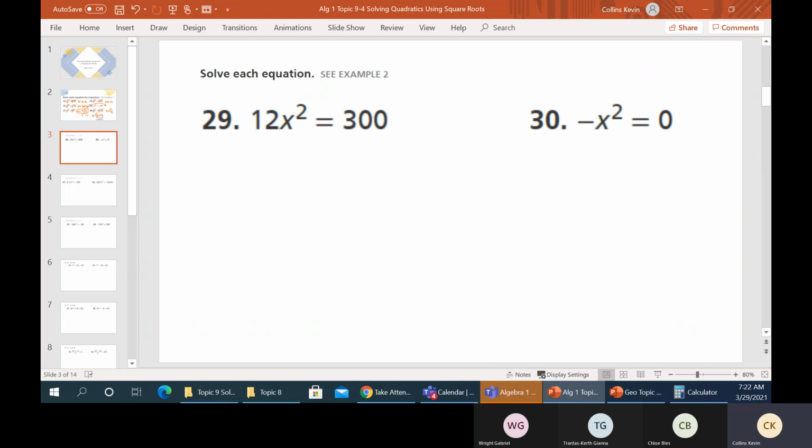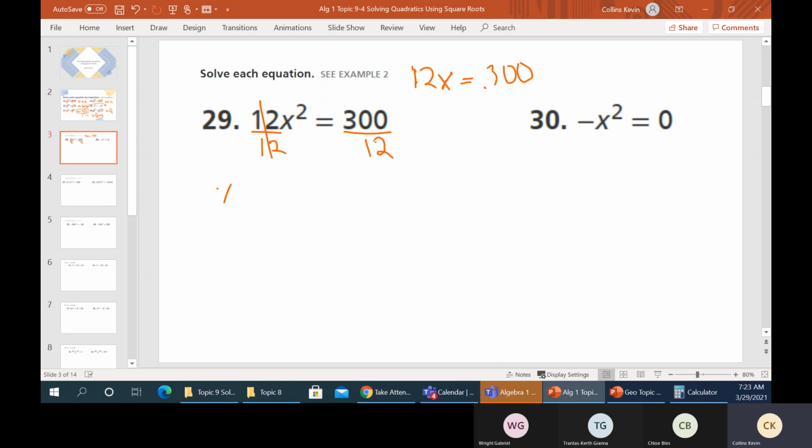Okay, so with this one, let's think about algebra that we've done before. If this was 12x, just an x, equals 300, what would you do to solve? What would be the first thing you do? Divide, yeah, you divide by the number in front of the x, right? You do the same thing here. It's all good. Okay, so we do that.